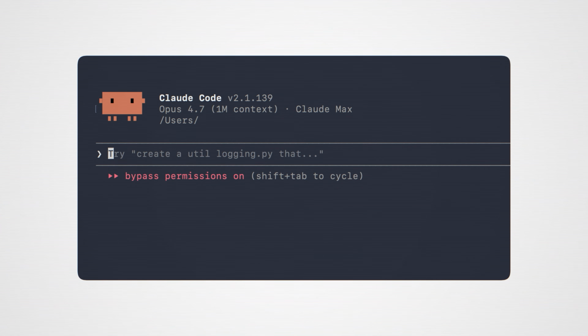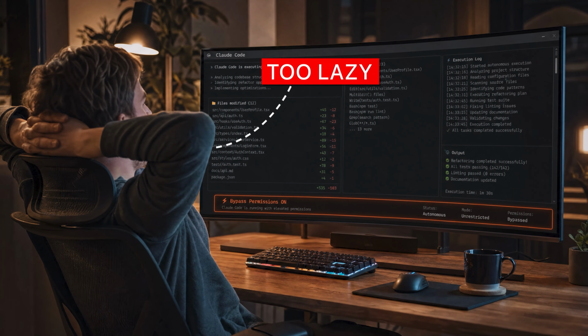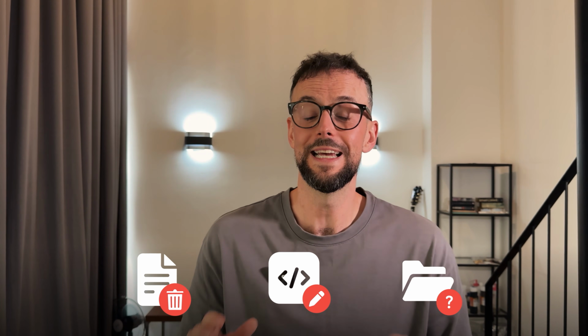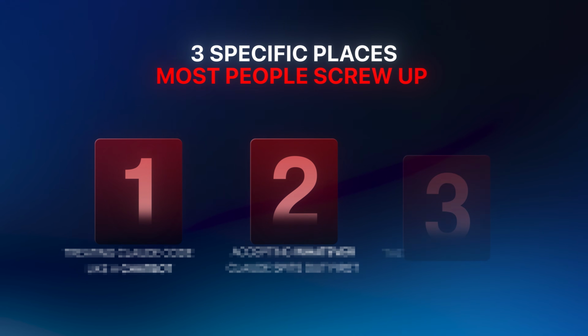A lot of people turn on the bypass all permissions setting because they're too lazy to learn how Claude Code actually works. They flip it on, type a prompt, and let Claude touch whatever it wants on the machine. And that's how you end up with files getting deleted, code getting rewritten, and entire folders going missing without you ever approving any of it. And every one of these problems is fixable, and there are 3 specific places where most people screw up.